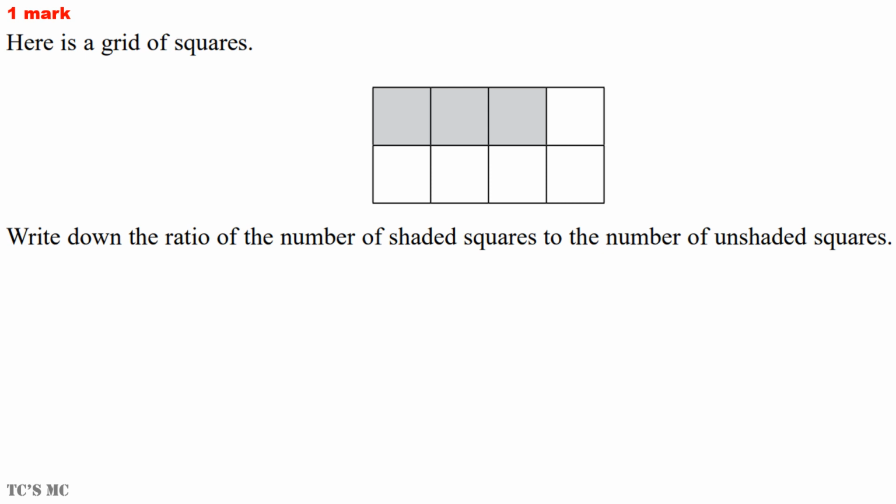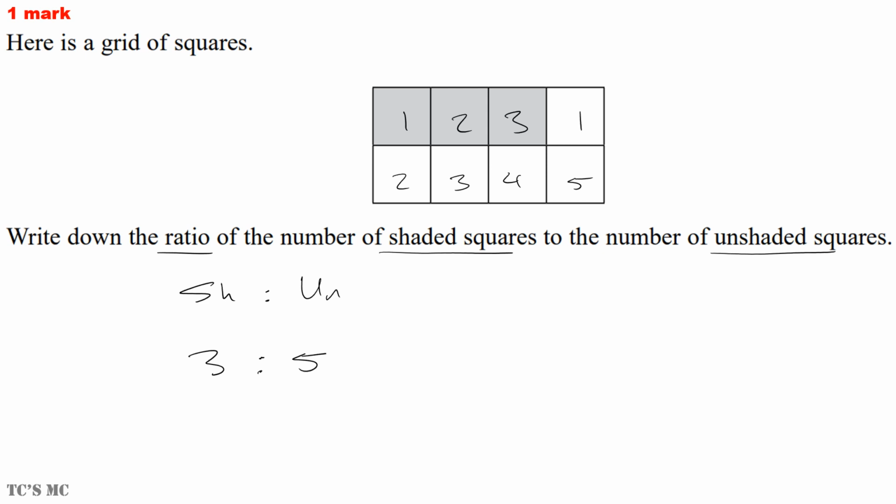Here is a grid of squares. Write down the ratio of the number of shaded squares to the number of unshaded squares. So we must write shaded first and then unshaded. Shaded squares are 1, 2, 3, so we would write 3. Unshaded 1, 2, 3, 4, 5, so we would write 5. Remember, the order is very important. For 1 mark, we just need to write 3 to 5.